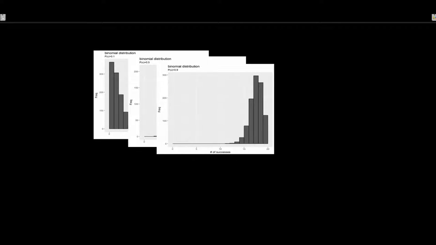Let's take a look at one more question, and with this one we'll work through a little bit more. Okay, let's take a look at one more example using our binomial distribution. In this case we'll use a bit of a local example.